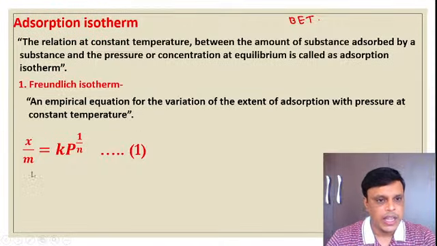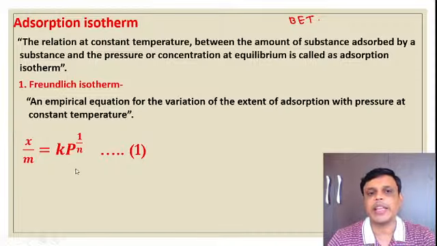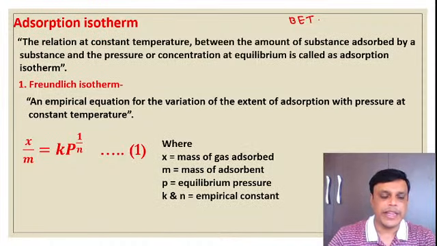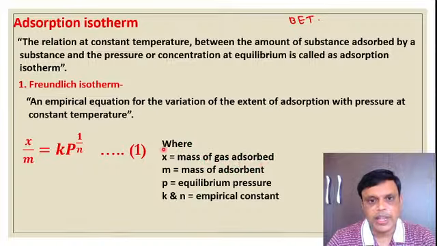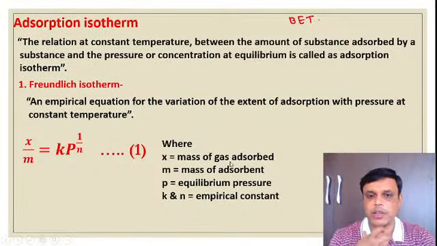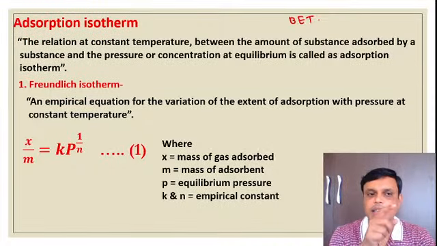So here x by m, it is an empirical equation. x by m is equal to k P raised to 1 by n. This is our equation number 1. Now in this equation, x is what? x is the mass of gas adsorbed. किसका मास है? गैस एडसॉर्ब. Whatever gas is adsorbed, जो कुछ भी गैस एडसॉर्ब हुआ है उसका मास, that is indicated by x.